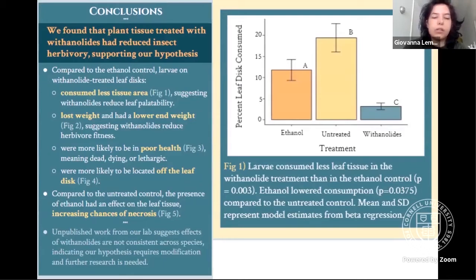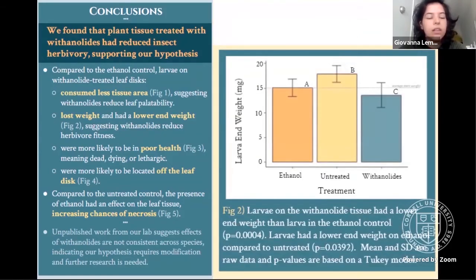So we found that our results support our hypothesis. Plant tissue treated with withanolides had reduced insect herbivory and performance. For leaf consumption, which is the graph shown here, larvae on withanolide treated leaf discs consumed less tissue compared to the ethanol control. On average, larvae on the ethanol control ate 4 times as much leaf compared to the treatment, which suggests withanolides reduce leaf palatability. There was also a significant ethanol effect, since larvae on the untreated discs ate 60% more than the ethanol treatment.